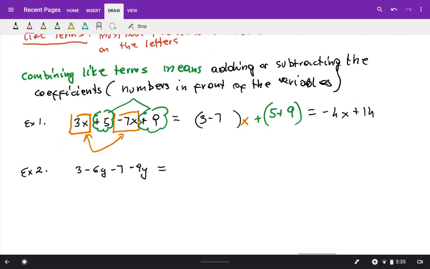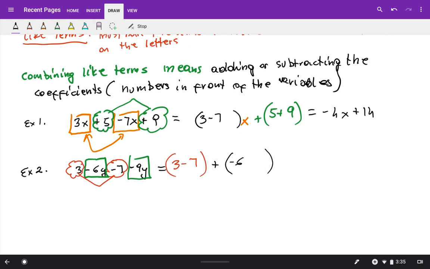So let me identify the like terms. Like terms will be 3, which is positive 3, and negative 7. So I'm going to combine them. So I have 3 minus 7. Again, at the beginning, I will just put everything in parentheses, plus, and I'm going to combine the other like terms, which is again 6y, but don't forget that you take the sign which is in front of it. So you have negative 6y and negative 9y. To be on the safe side, you can always put parentheses.